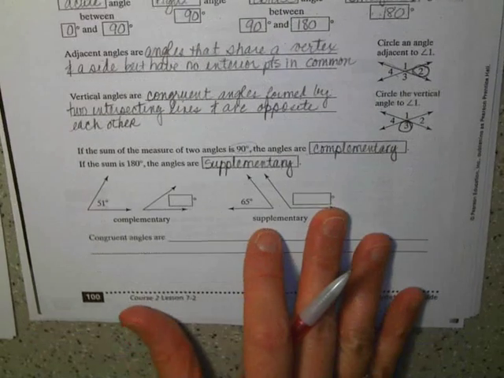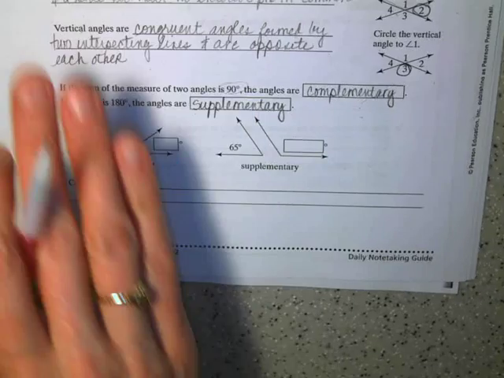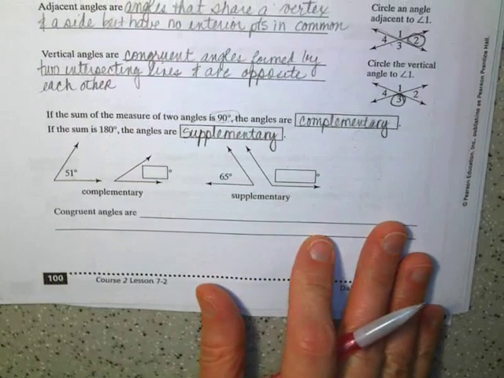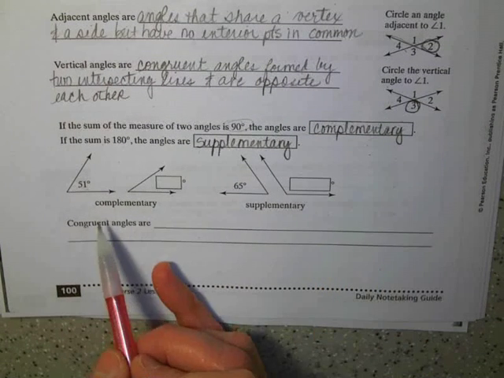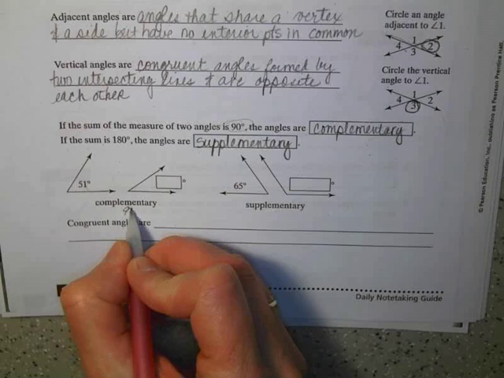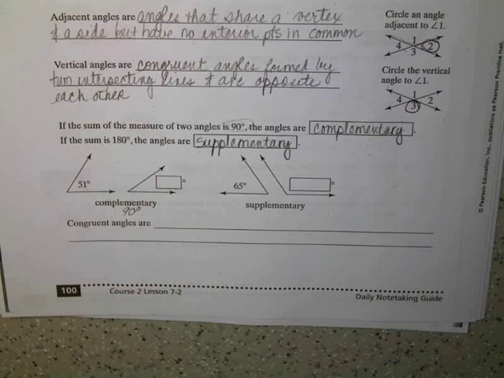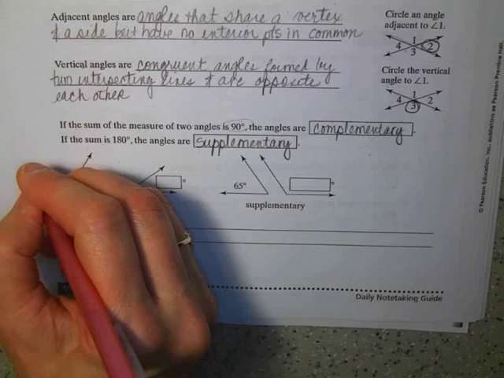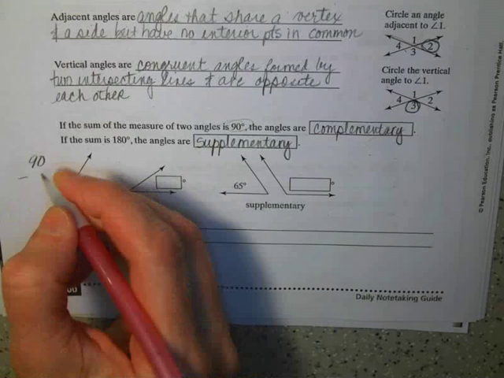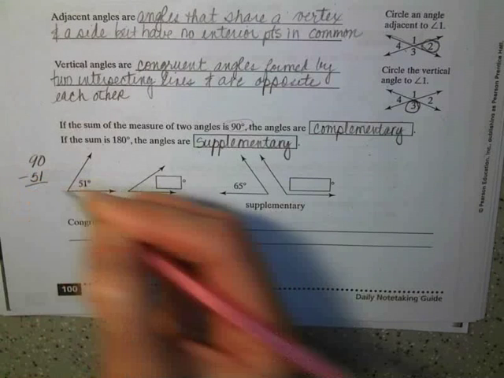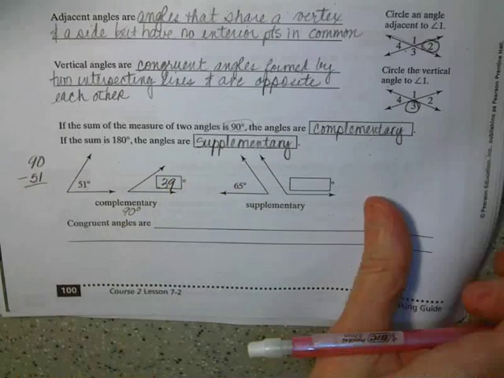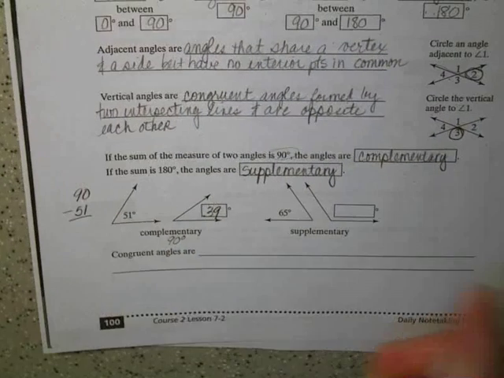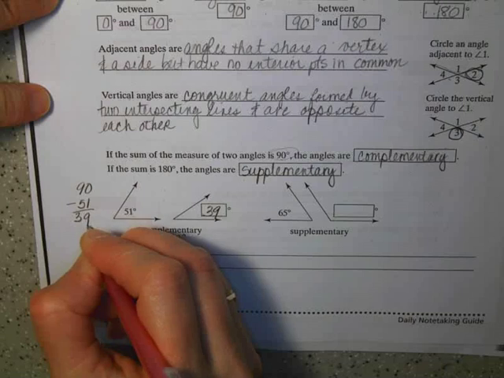They don't have to be adjacent to be complementary and supplementary. Their measures just have to add up to 90 and 180 degrees respectively. So in this case, these are complementary, so we know that they're going to add up to 90 degrees. So to find this one, I simply take 90 minus 51, which gives me 39 degrees. That's just what I was writing off to the side. Sorry you couldn't see that. Okay, simple math.